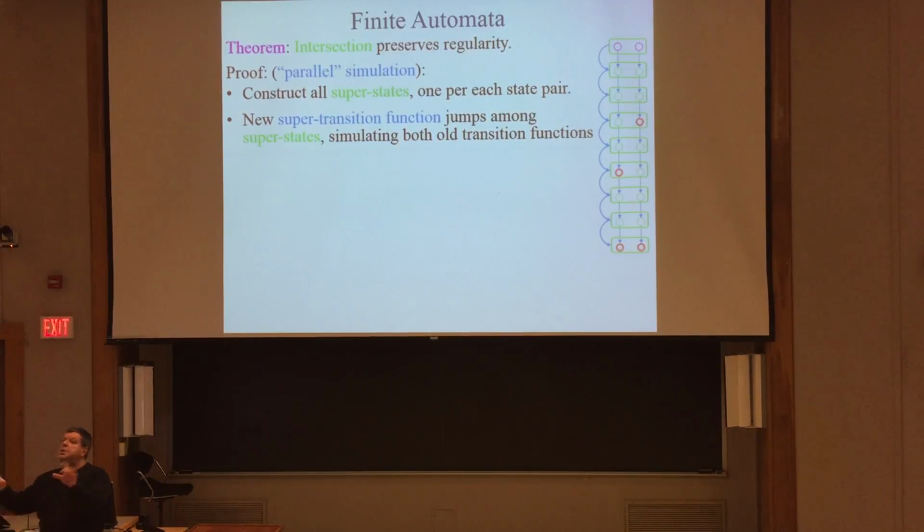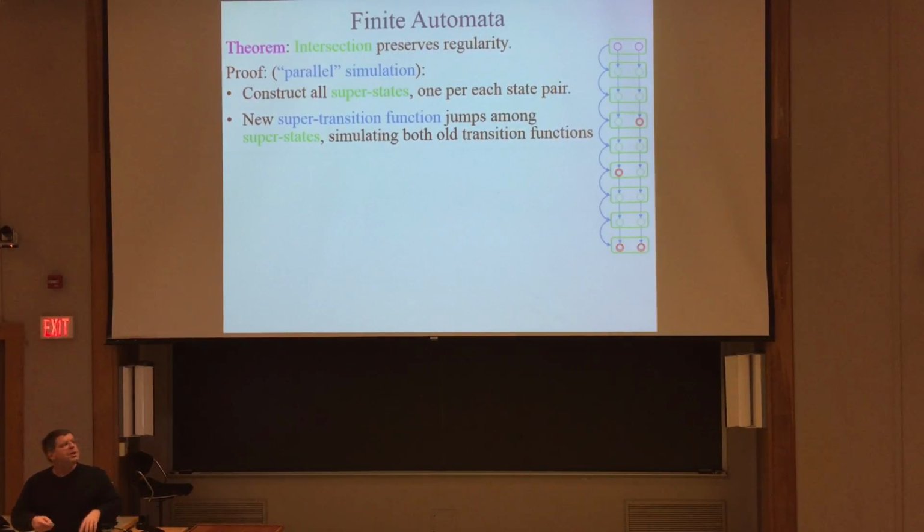Because the two languages are regular, they each have a machine that accepts them. By definition, that's what regularity means. There's a finite automaton that accepts the first language and a finite automaton that accepts the second language, and they're not necessarily the same automaton. Usually they won't be. But now we're bashing them together and forming this hybrid intersection machine, superstate machine, that accepts exactly the intersection of these two languages.